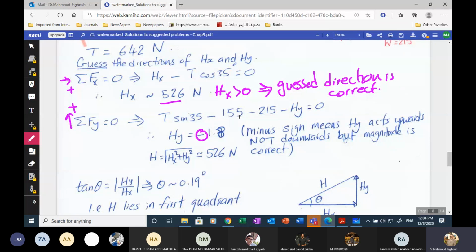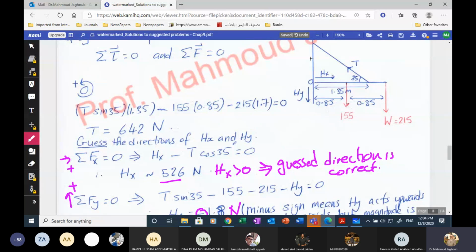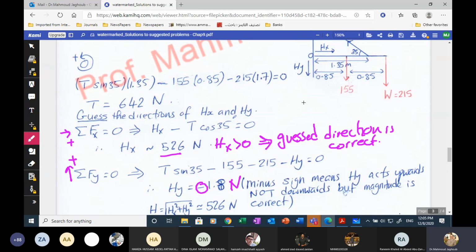What does the minus sign mean? It means that the true direction of the Hy component is not really down. It is up. So if this is a question in the exam, they will, for example, tell you that the vertical component of the hinge force Hy is: choice A, 1.8 newtons upwards; choice B, 1.8 newtons downwards.